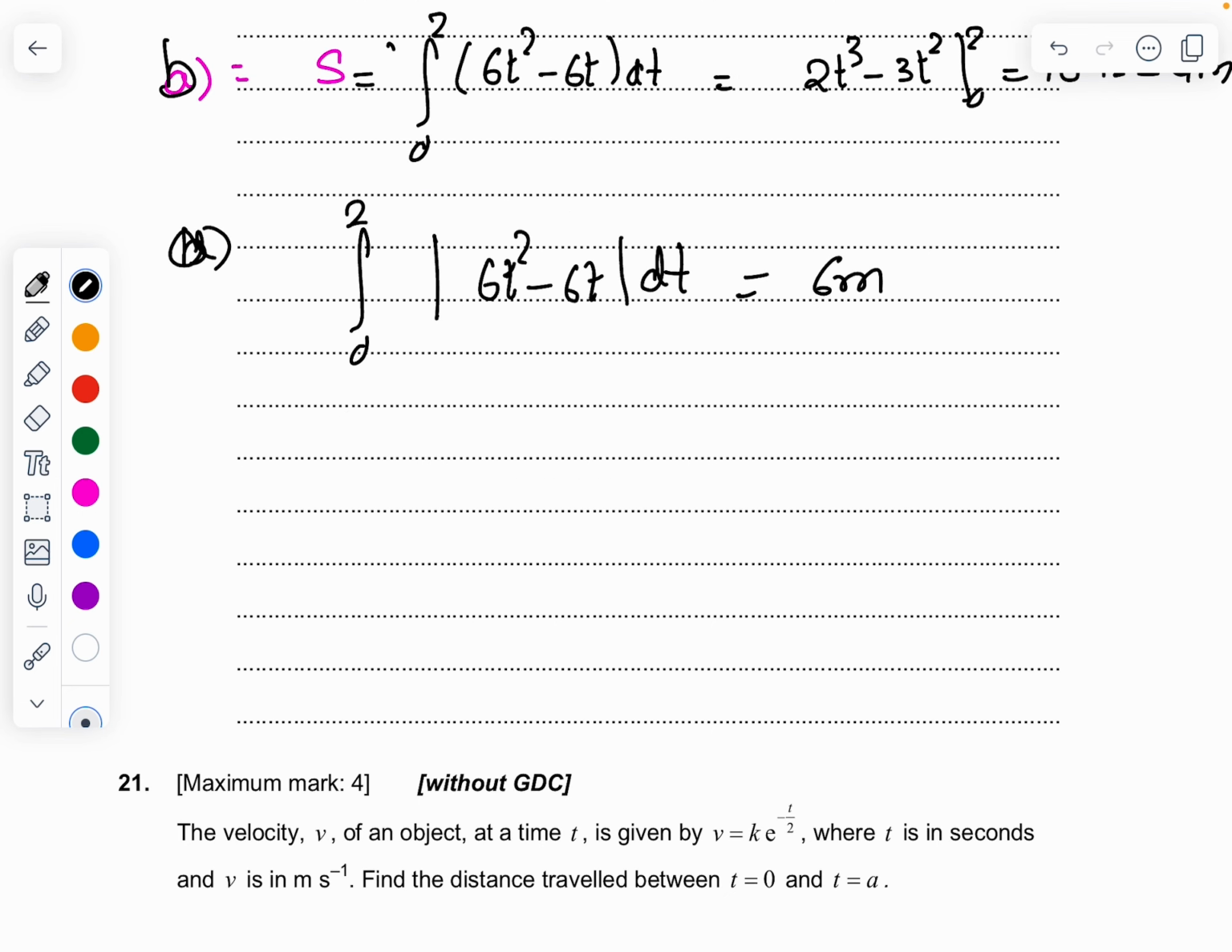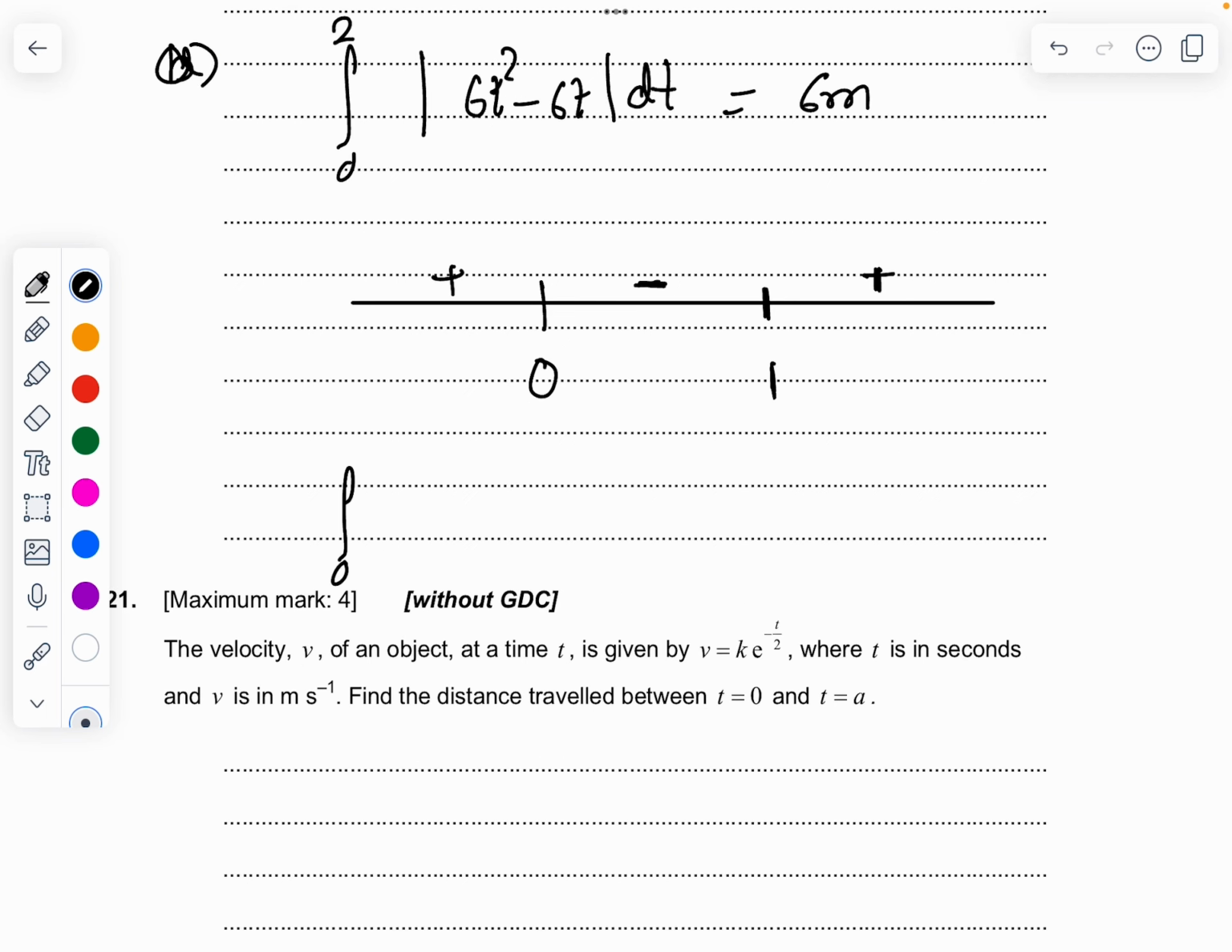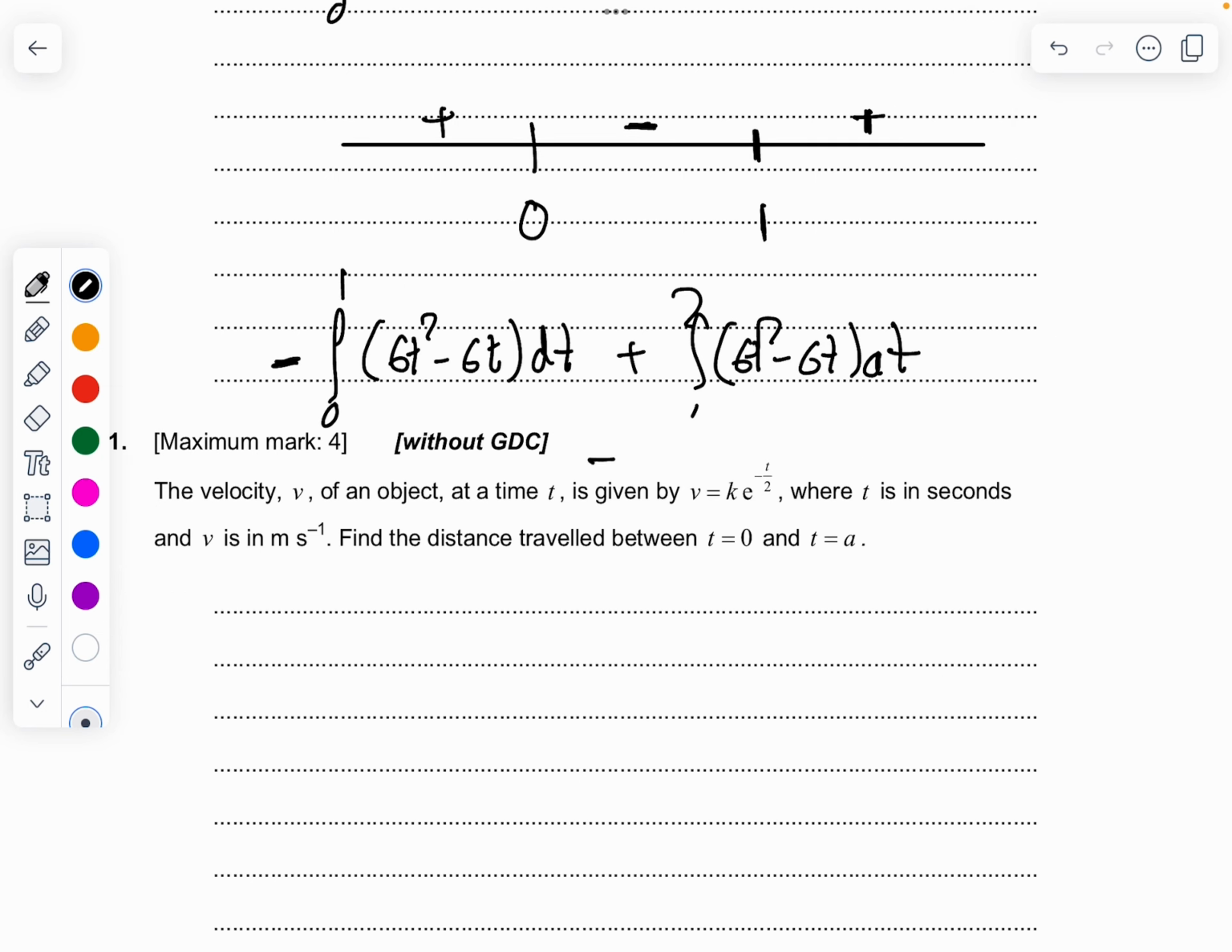If you want to do it without a calculator, first look at 0 to 1 and 1 to 2. From 0 to 1 it is negative, and from 1 to 2 it is positive. So from 0 to 1 you take the negative of 6t square minus 6t dt, and from 1 to 2 it is positive. So it's going to be negative of negative 1 plus 5, which is going to be 6 meters.